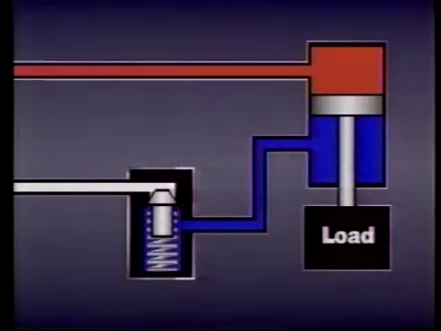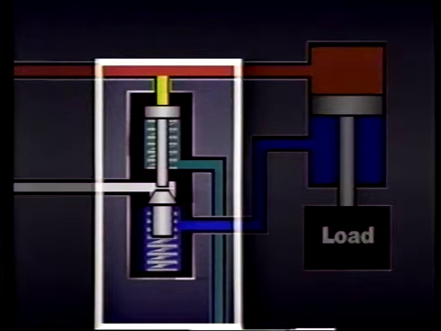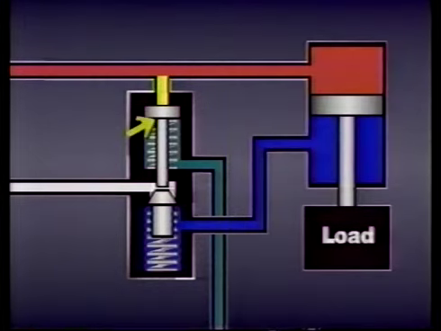When the time comes to move a load held in place by a check valve, we need a way to force the poppet in the valve off its seat. This requires a special valve called a pilot-operated check valve. It is similar to a regular check valve, except for a small piston that's operated by pilot pressure.